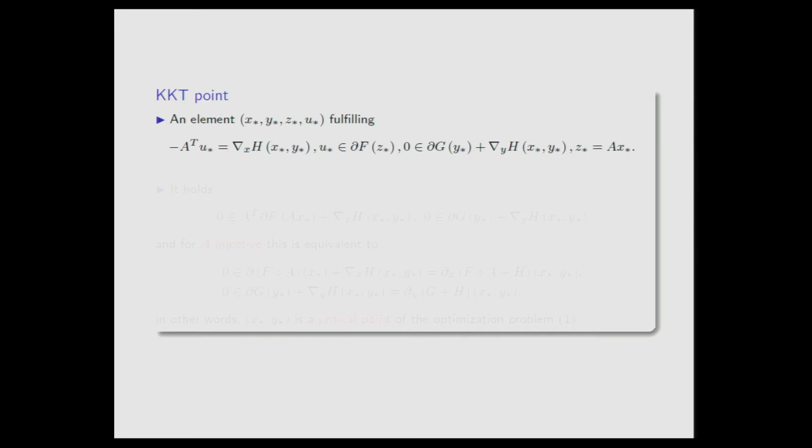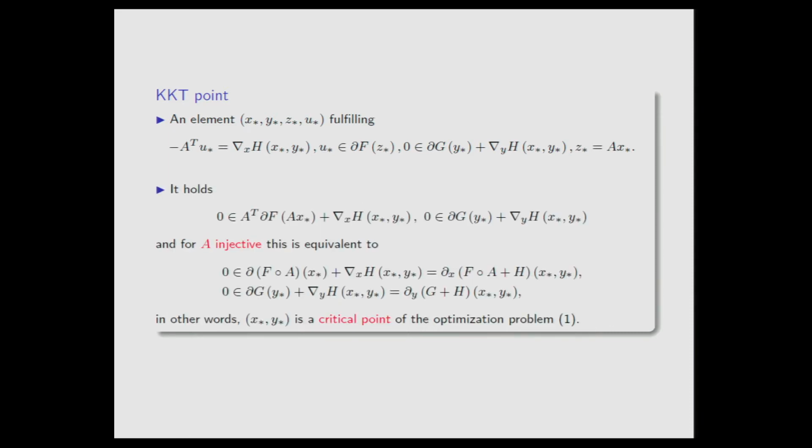Okay, so one can see that an element fulfilling this system of inclusions fulfills these two inclusions. And we are now very close to the KKT point. When A is injective, we can use the calculus for the limiting subdifferential and get that 0 is in this subdifferential, which means that (x*, y*) is a critical point of our problem.